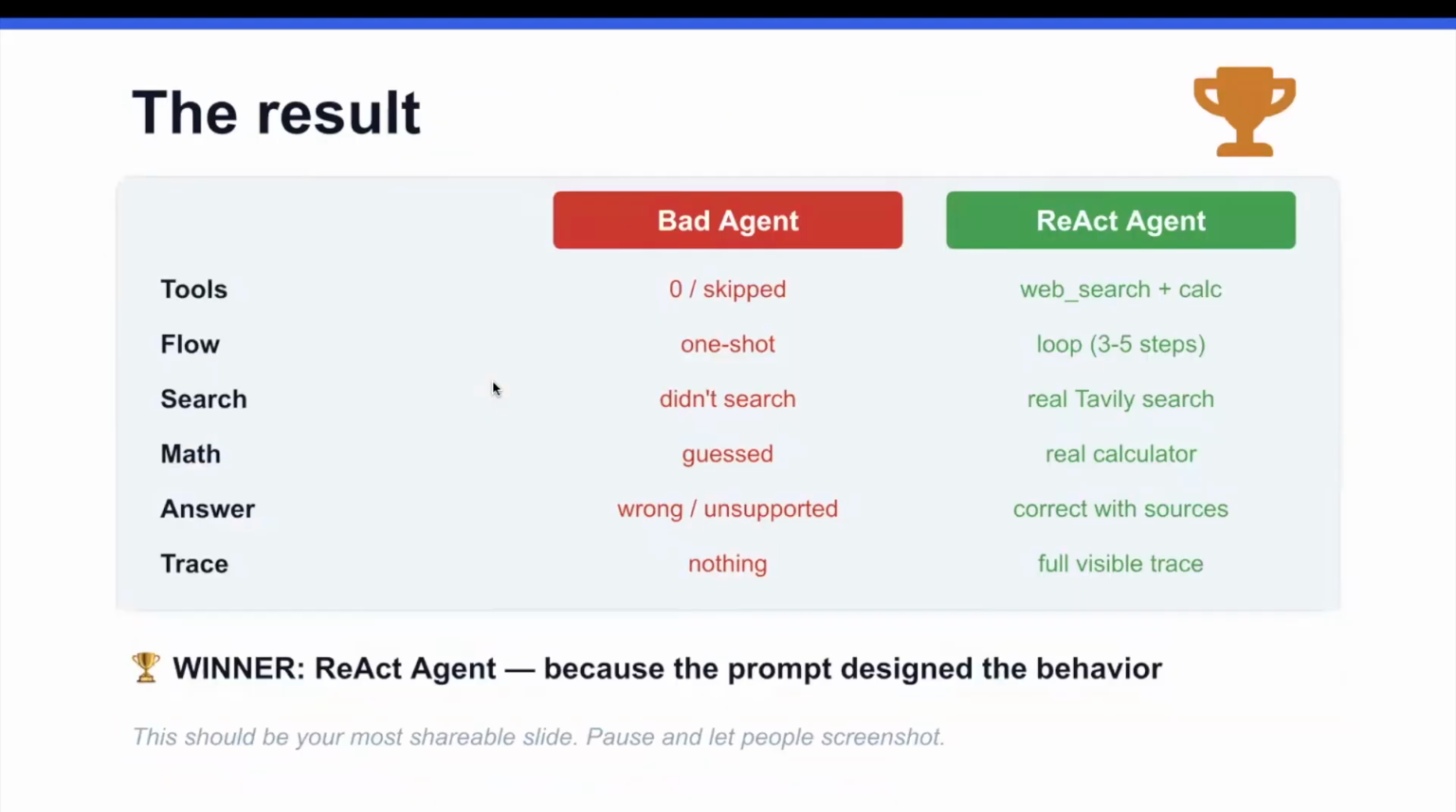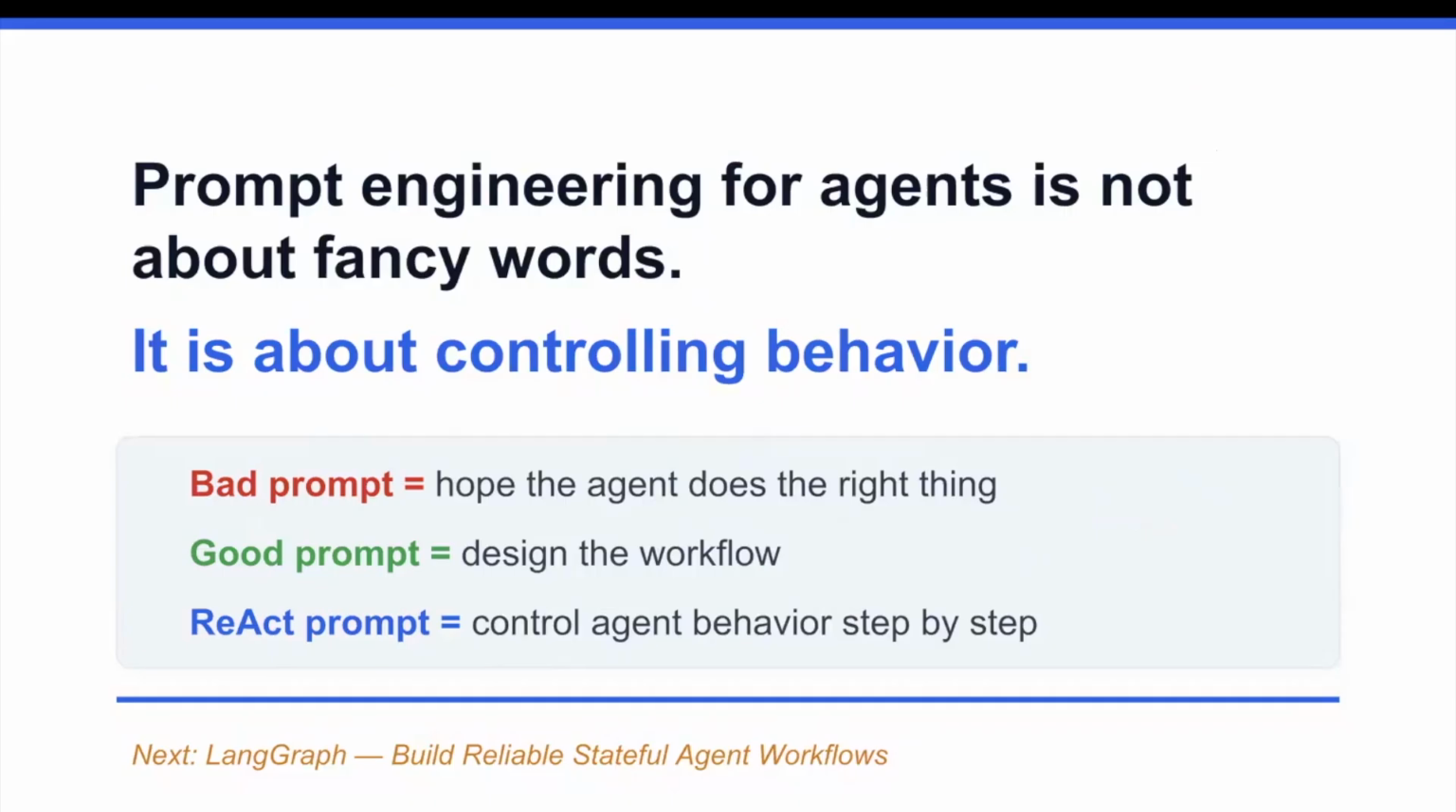So by these demos, we saw the bad agent sometimes skips the tools and maybe doesn't search. But when we use ReAct, we define the web search, calculator, all of this properly. We are heavily reliant on Tavily for the internet and use the correct sources. Prompt design gives better behavior for my agent. So prompt engineering for agents is not about fancy words, it's about controlling the behavior. With a bad prompt, we just hope the agent does the right thing. A good prompt designs the proper workflow, and ReAct is controlling the agent behavior. That's why it's very good to see how my agent is behaving and which tools it is calling. We already saw the bad prompt and the good prompt, and that is very important.